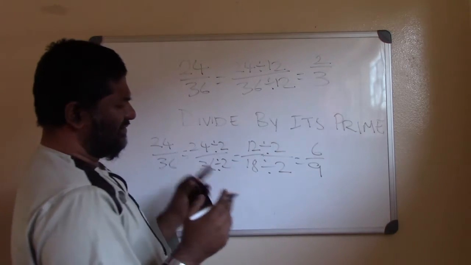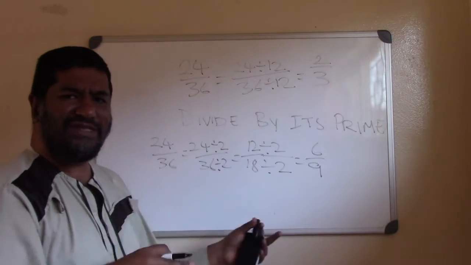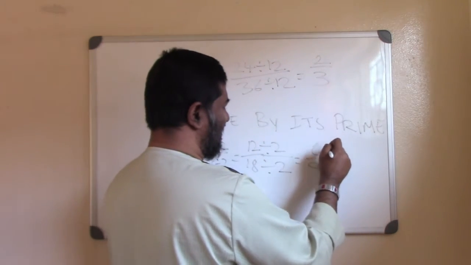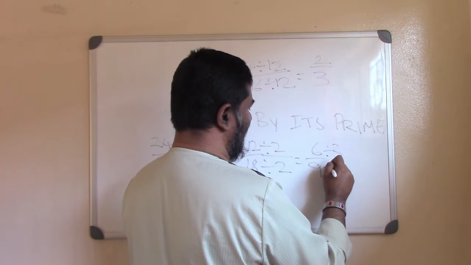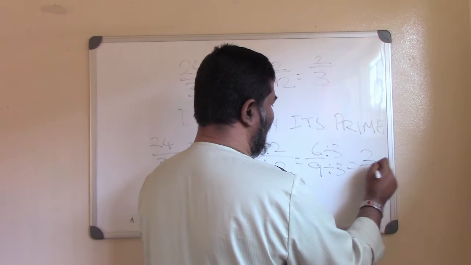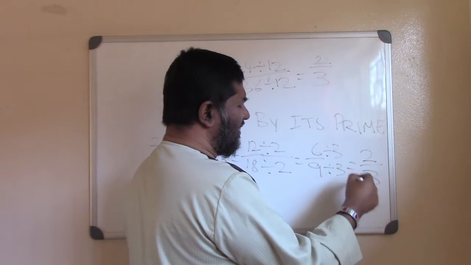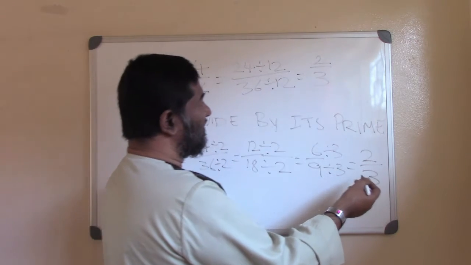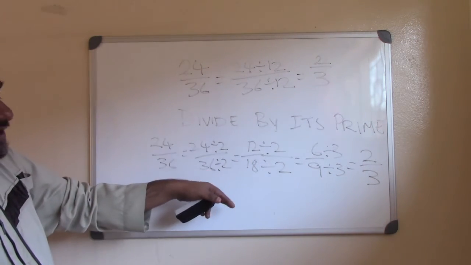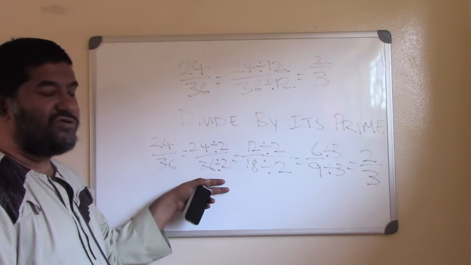Now I'll say, hey, 2 can't go into this thing here because these are odd numbers. So what's the next number? Let's try 3 because it's a prime. 6 divided by 3, 9 divided by 3, and 6 divided by 3 is 2, 9 divided by 3 is 3. Now what I can say, this is 2/3. Can you see the difference? If we know our timetables, we will not have a problem. But if we don't know, this is what we would have to do.